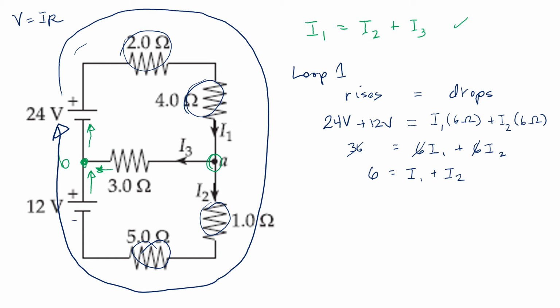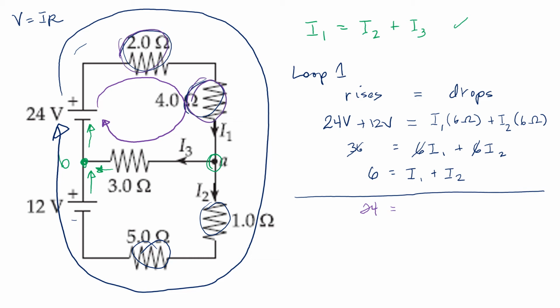All right, I've got a second loop there, so I'm going to go ahead and look at it. This is the one I called the second loop. And if I look at the rises, I have a 24 rise. I've got my same 2 resistors in series, so 6 ohms. So I1 times 6 ohms. And then my next drop is across the 3 ohm resistor, and it has I3 running through it. So 3 ohms there.